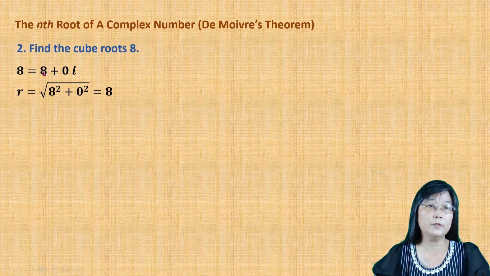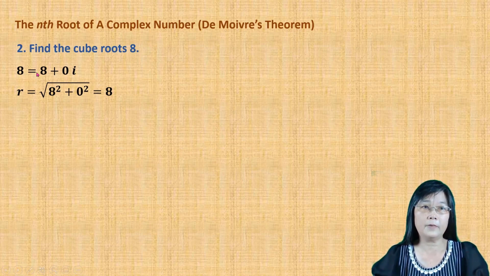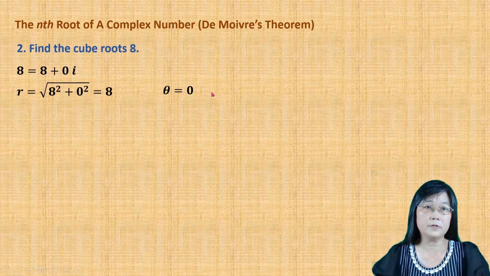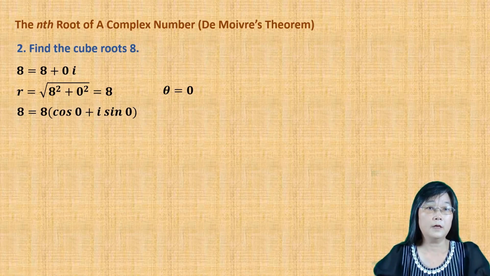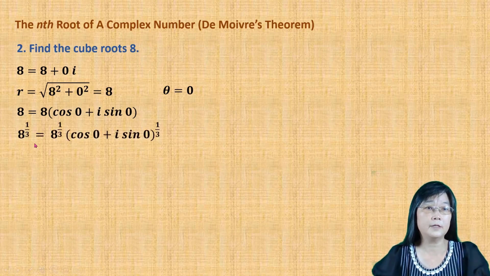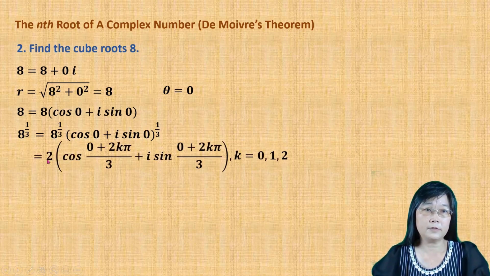As for the argument, since the position of this complex number is on the positive real axis, the argument is equal to 0. So the polar form for 8 is equal to 8 times cos 0 plus i sin 0. Now the cube root of 8 is equal to modulus 8 to the power 1 over 3 times cos 0 plus i sin 0 to the power 1 over 3. 8 to the power 1 over 3 is equal to 2.